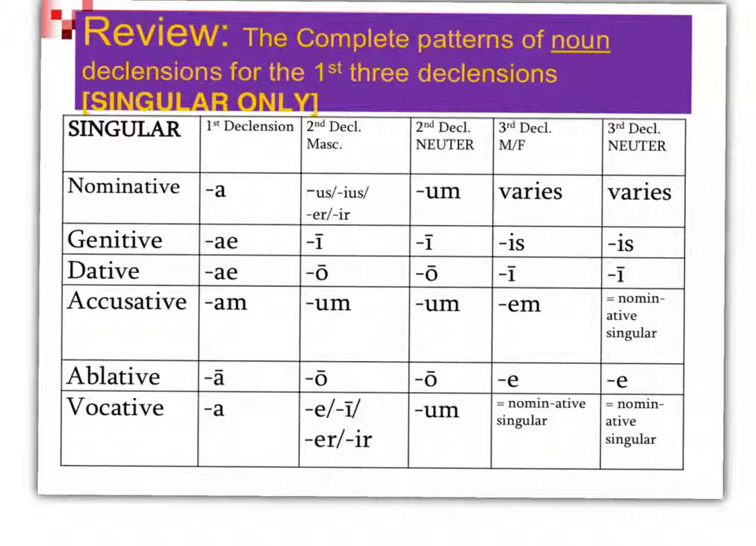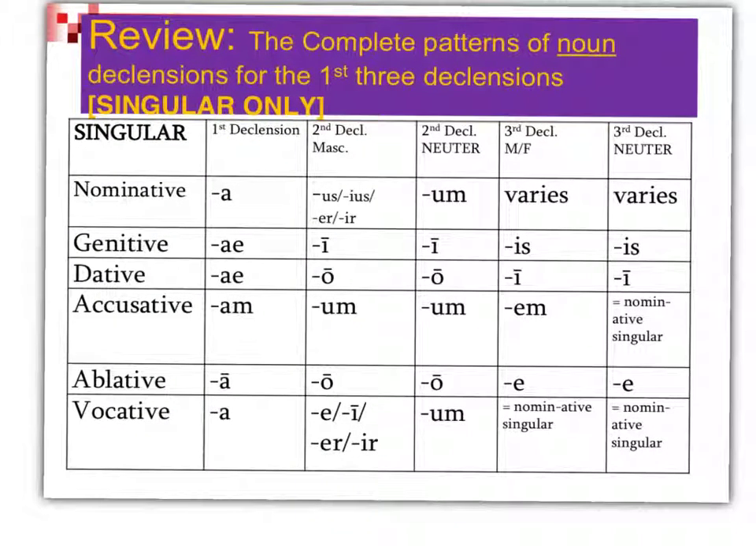Alright, how do we do? Here's the singular. First declension. Second declension here. Second declension neuter here. Third declension masculine feminine. Remember they always have the same forms. And neuter will have a slightly different column.